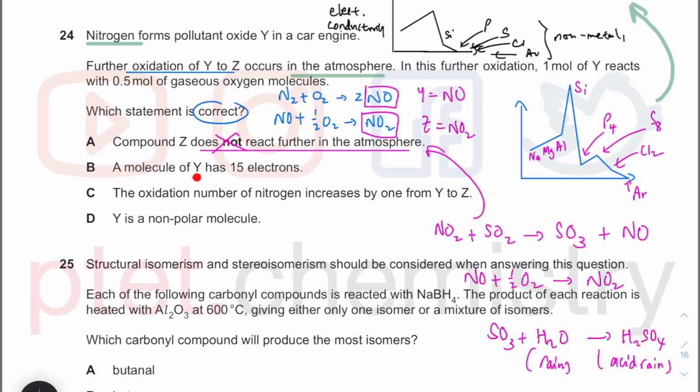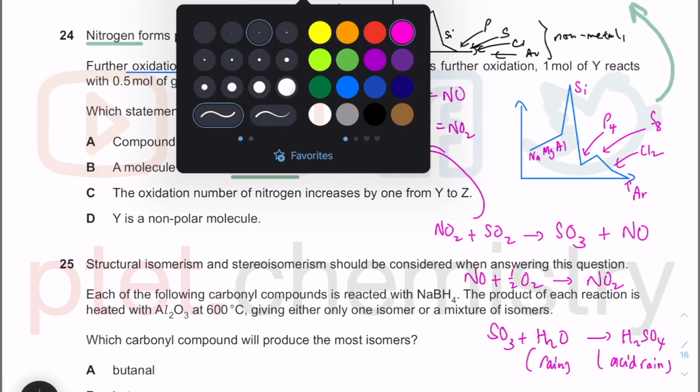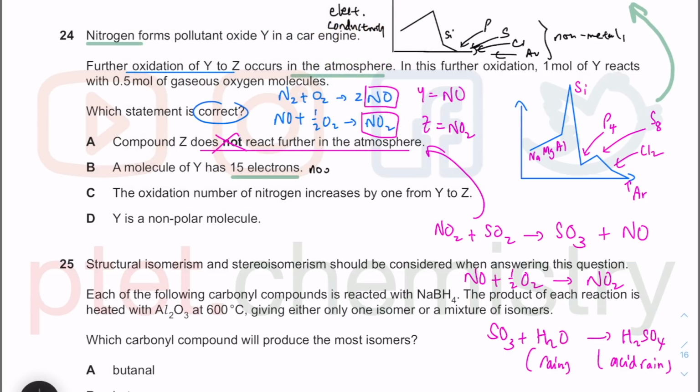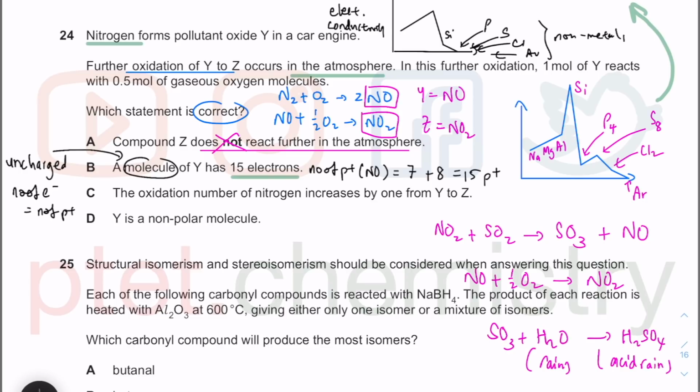Next one, a molecule of Y. Y is NO. We need to count the number of electrons. Before you count the electrons, count the protons. The number of protons in NO is 7 for nitrogen, the atomic number of nitrogen being 7, plus 8, the atomic number for oxygen. So you have 15 protons. This is a molecule, and a molecule is uncharged. Why? Because the number of electrons must equal the number of protons. So 15 electrons is true if you have 15 protons.